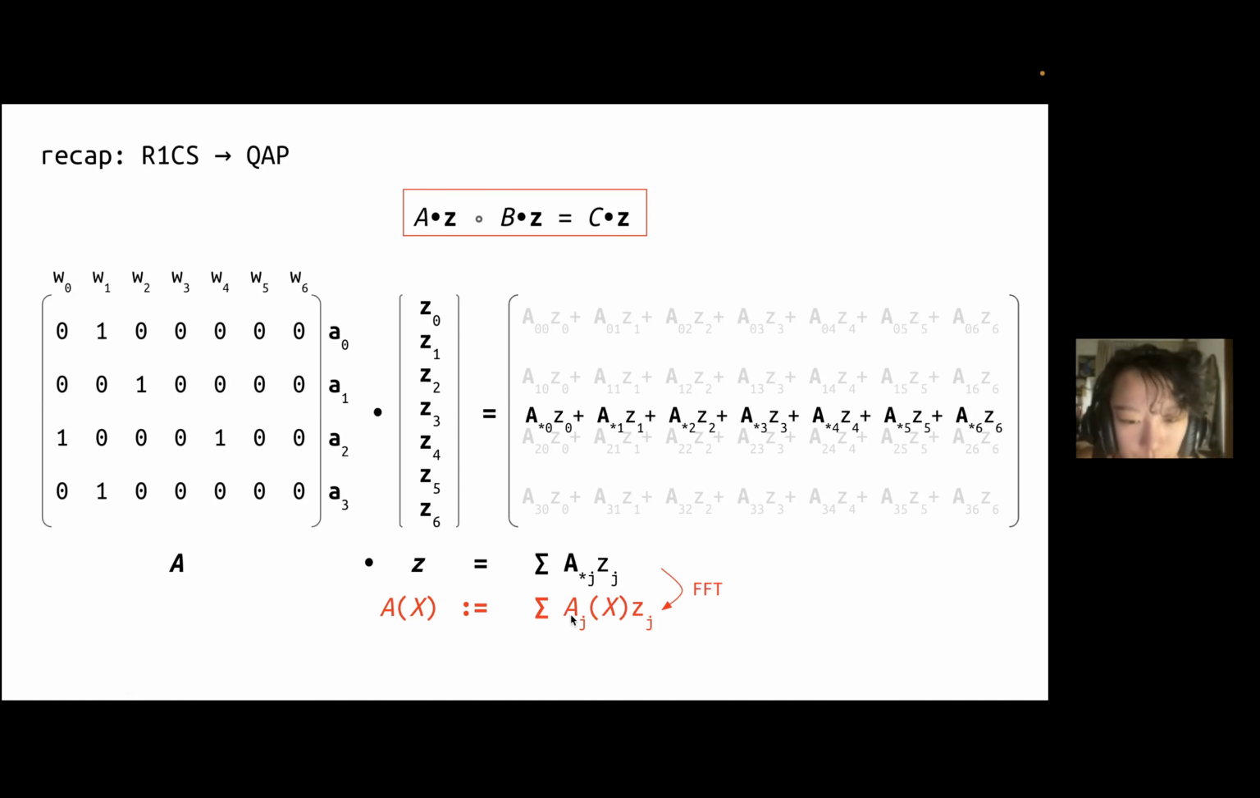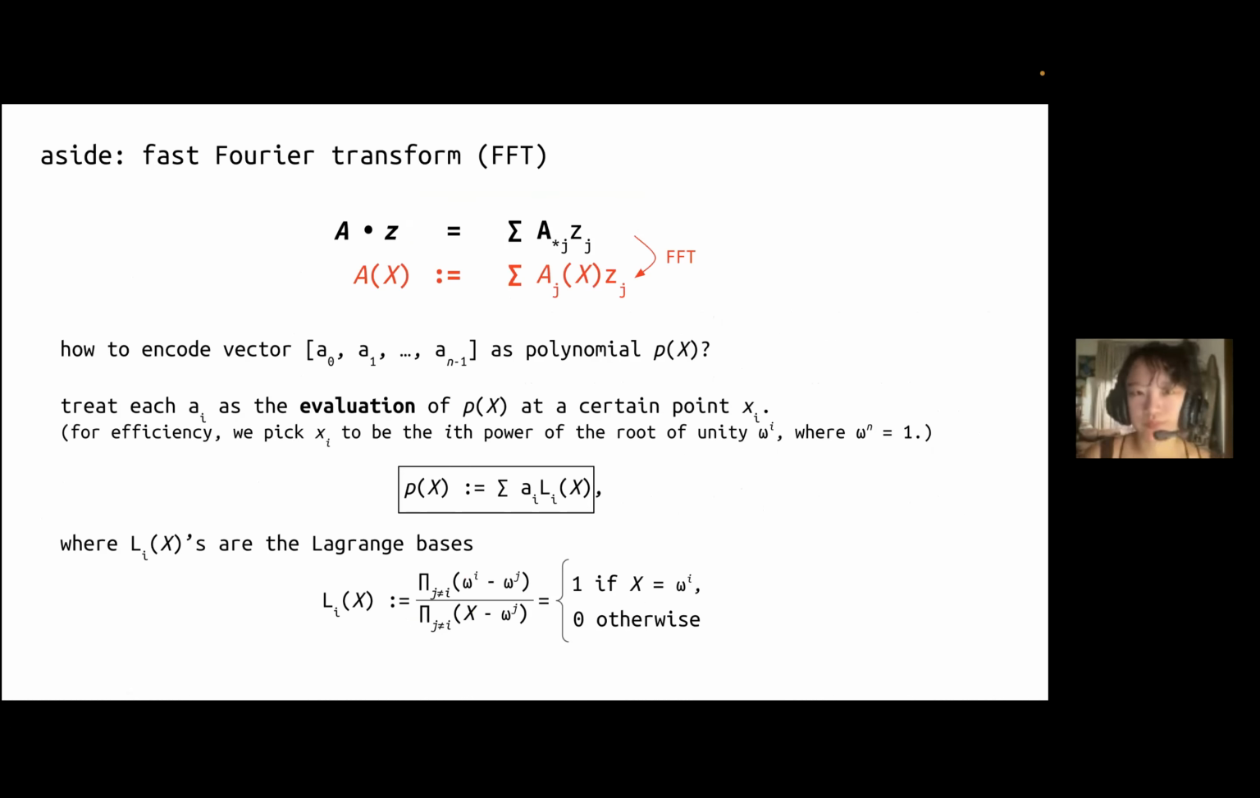And basically then we can encode each of these columns as a polynomial using the fast Fourier transform. So I'm not sure how familiar we are with the FFT. I'm just going to go through it quickly for completeness. So yeah, given each of these columns, given A0 to A(n-1) in your matrix column, how do we encode this column of values as a polynomial?